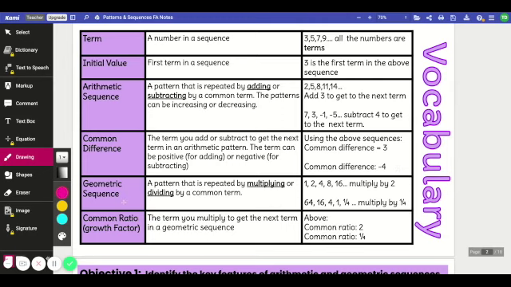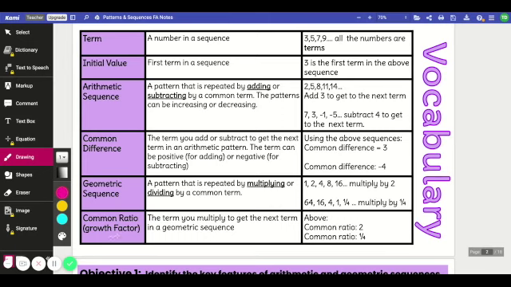Geometric sequence. It's a pattern that is repeated by multiplying or dividing by a common term. So for example, 1, 2, 4, 8, 16, we're multiplying by 2 to get to the next term. 64, 16, 4, 1, 1/4. So it's decreasing, so we're multiplying by 1/4 or we're dividing by 4.